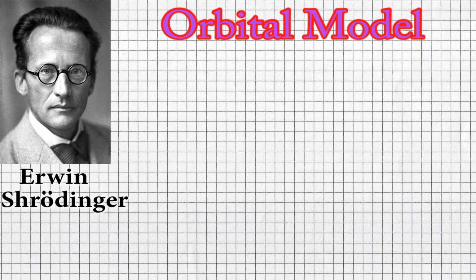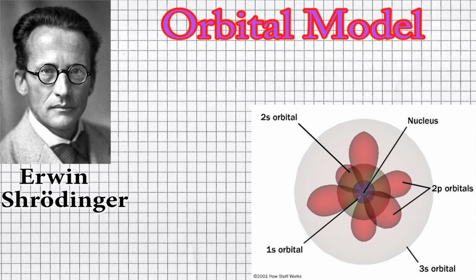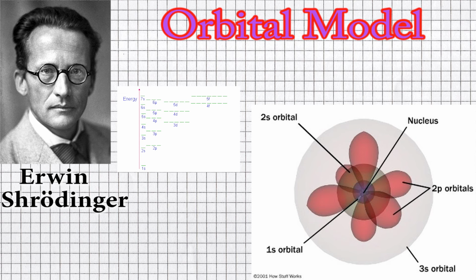In fact, the region that was most probable to find an electron is called an orbital. In a previous video, we have already spoken about the orbitals and the electronic configuration.